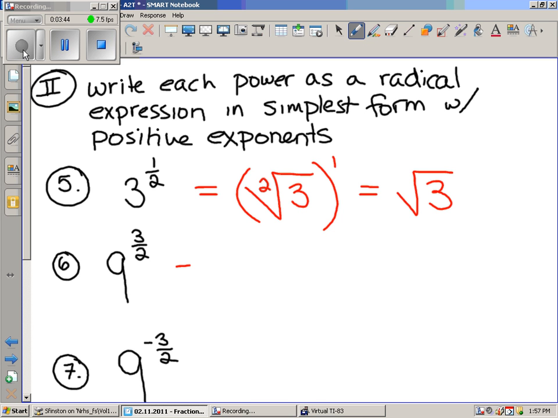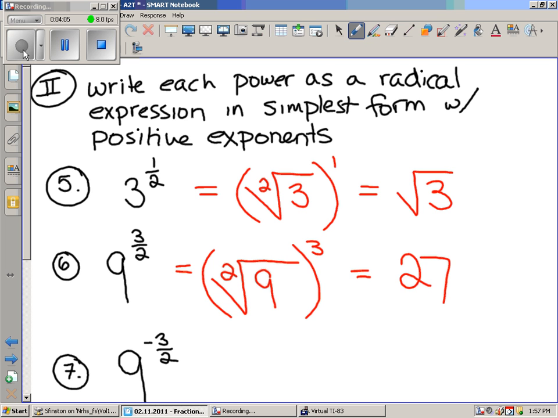I'll show you. So let's do the second one, right? Let's do this just like our formula indicated. The bottom number is the index. The top number is the power. So we want to find the square root of 9 cubed. We can do that. What is the square root of 9 cubed? Very nice, Alicia. Very nice. 27.